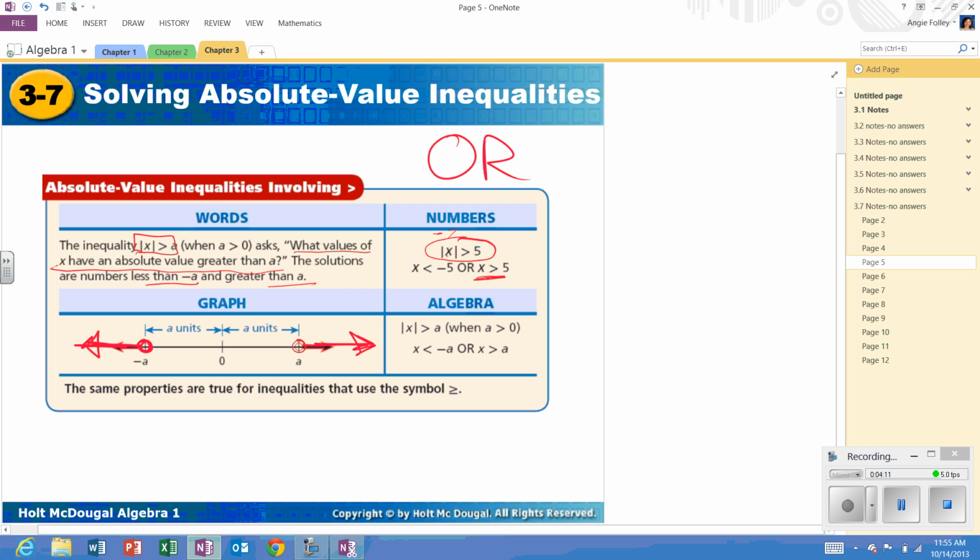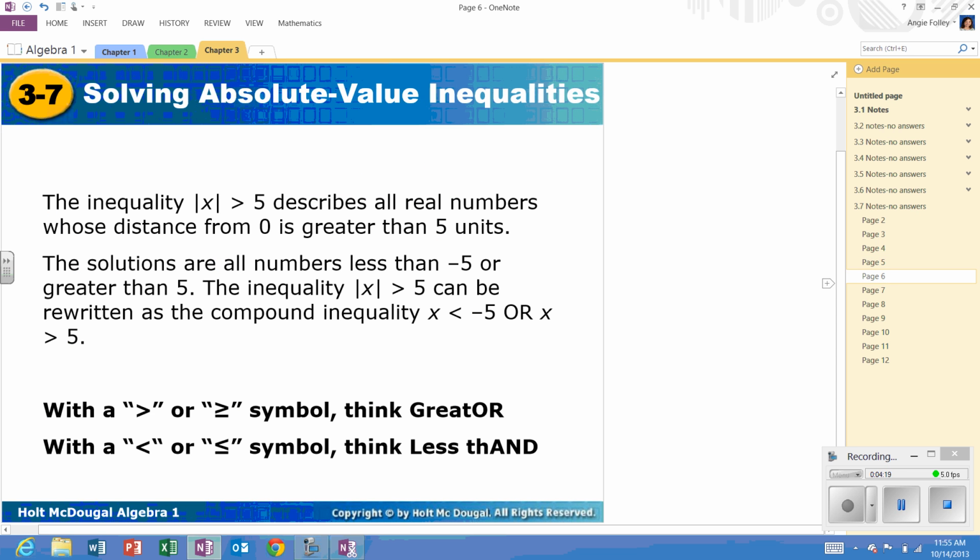So if I put in 6, 7, 8, 9, anything in here, that will in fact be bigger than 5. So those are our absolute values. The inequality, the absolute value of x is greater than 5, tells us all the real numbers whose distance from 0 is greater than 5 units. The solutions are all the numbers less than -5 or, that was an or one, greater than 5, okay?